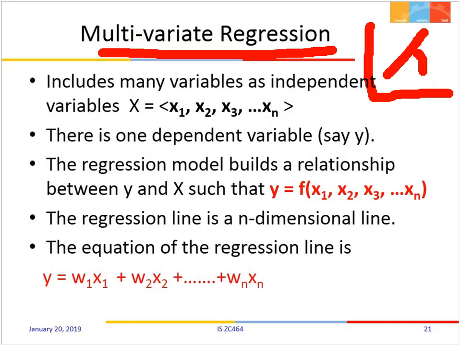So the regression model builds a relationship between y and x such that y equals f of x1, x2, x3, etc. The regression line is an n-dimensional line. So the equation of this regression line is w1 x1 plus w2 x2 plus up to wn xn.